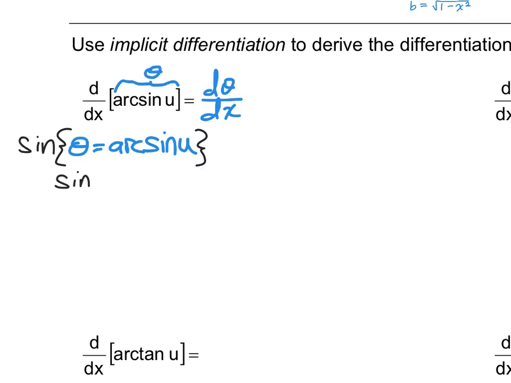So sine of theta would be equal to the sine of the arc sine of u. Really not much different than what we did before, just we're working in general terms here. So instead of x or 3 or just some numerical value, it's u and theta. So we have sine of theta equal to u.